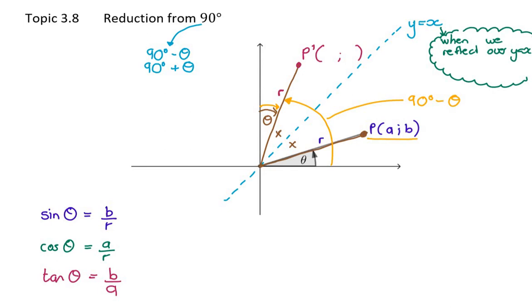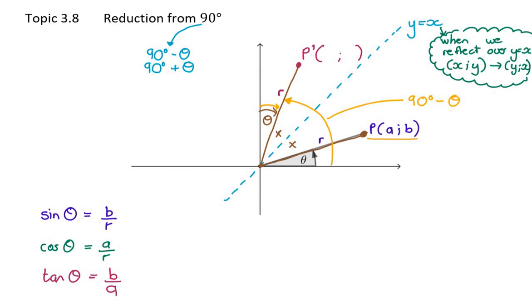So I've written here in my bubble, when we reflect over y equals x, and I'm not too sure if you remember what the rule is. The rule is that any point, which is the point (x, y), will become the point (y, x). So basically our x and y coordinates literally swap around when you reflect over the line y equals x.